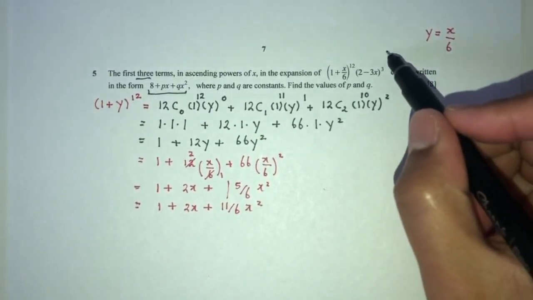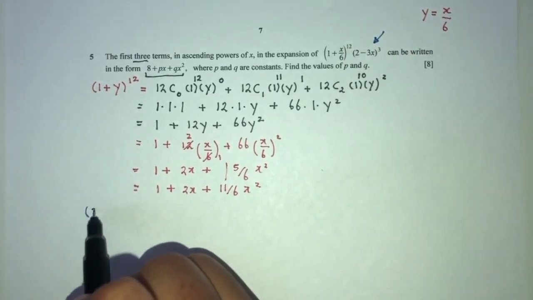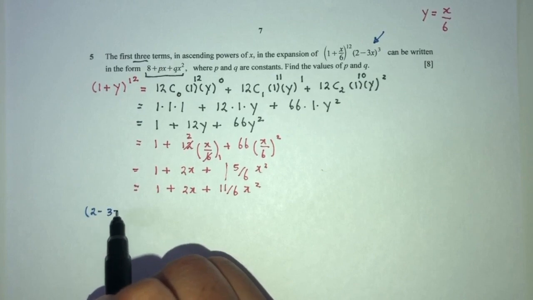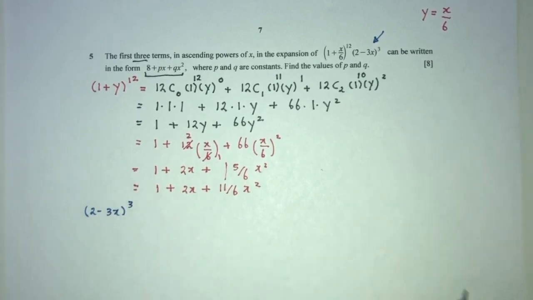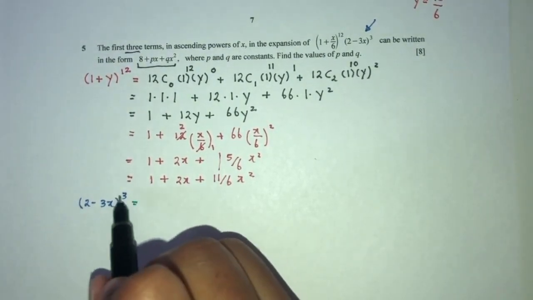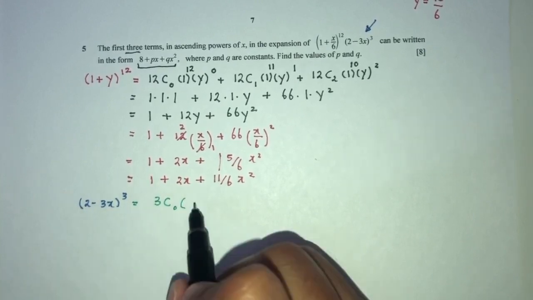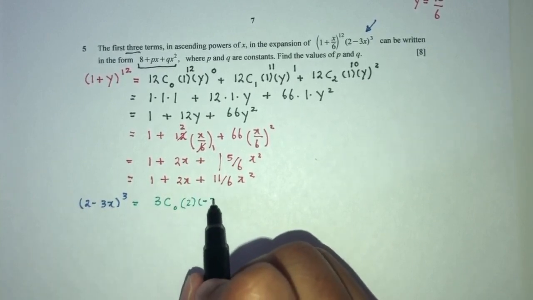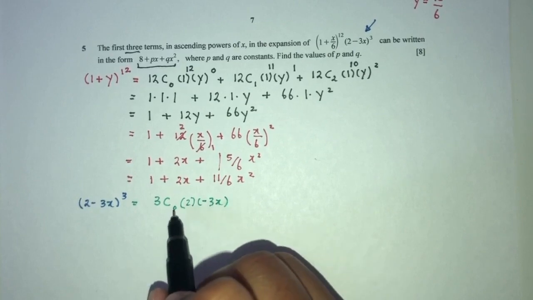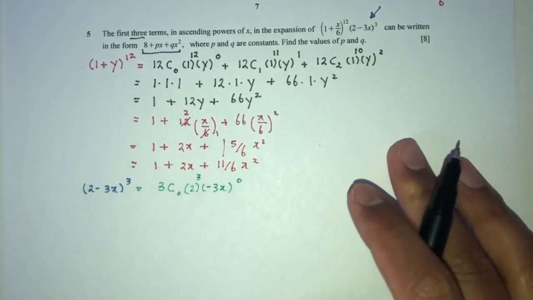Now let's look at this one. So here we have 2 minus 3x power 3. Same thing again. So let's try to expand this step by step. So here we have 3 combination 0. First value is 2. Second value is minus 3x. Here we have 0. This will be 0. 3 minus 0 is 3.